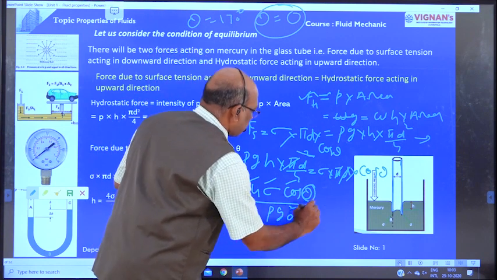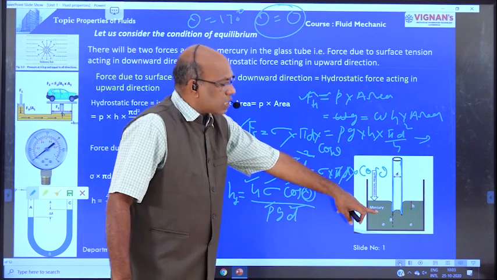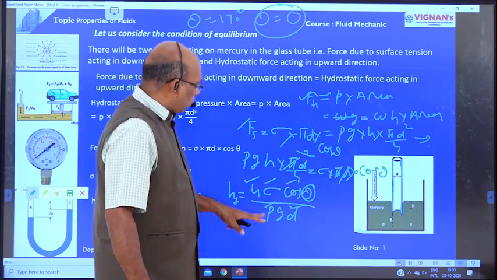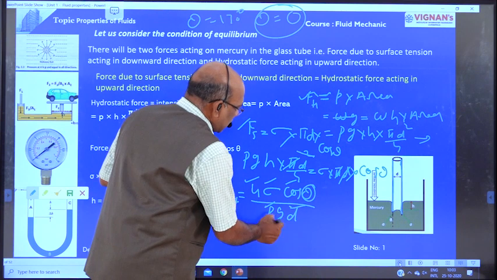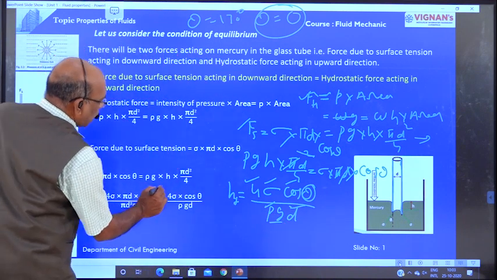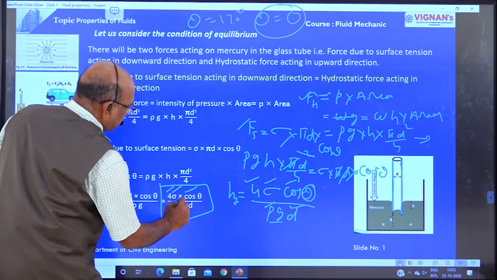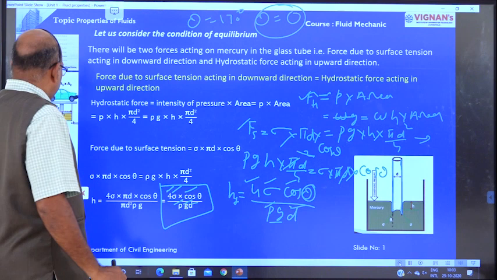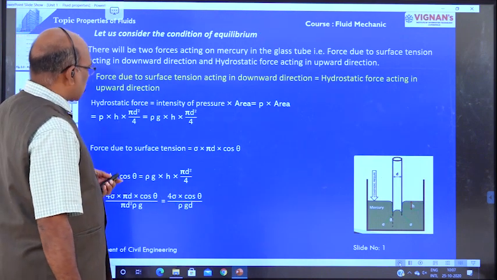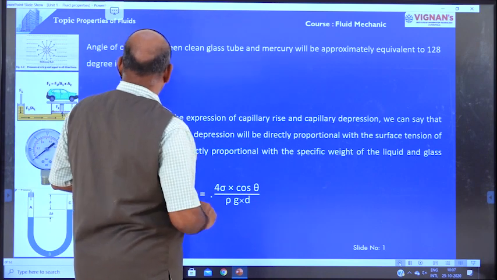D is the diameter of the glass tube. Rho is the density of the mercury, because here the liquid filled in the tank is mercury. G is the acceleration due to gravity. Therefore capillarity fall or capillarity depression is equal to 4 sigma cos theta divided by rho g d. This is the expression for the capillarity fall. Theta is approximately taken as 130 degrees.